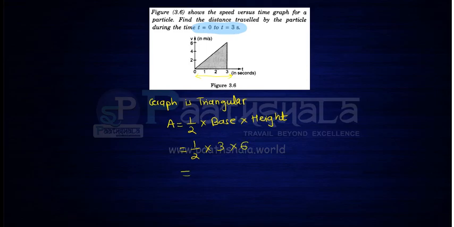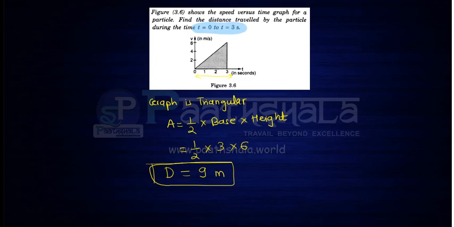So if we multiply these three numbers, half, 3 and 6, we will get 9 meter. So the distance traveled by the particle during t equals 0 to t equals 3 seconds is 9 meter. This is the capital D, that is the distance traveled by a particle.